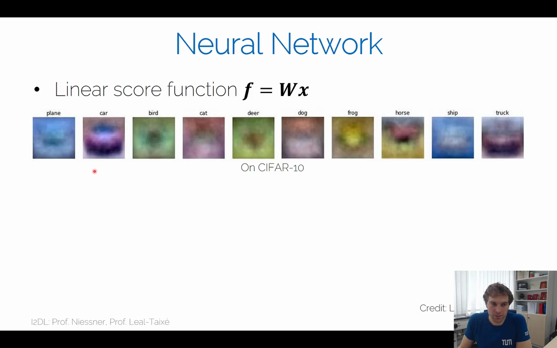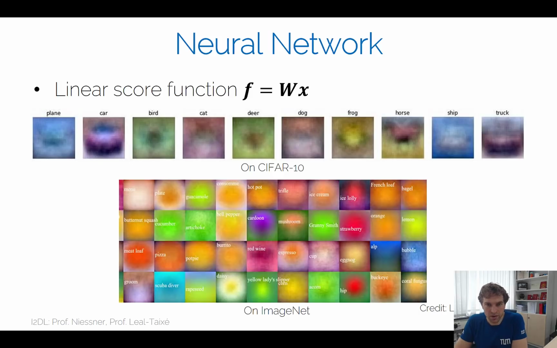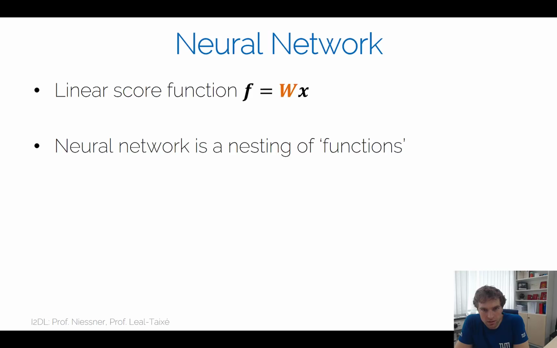And if you do the same experiment on ImageNet, right, we're going to get results that look like these. So here we have many more classes, and we already see that it's much harder to see some known patterns. Sure, we see some distribution, but we don't really see the shape of a car or a horse or stuff like that.